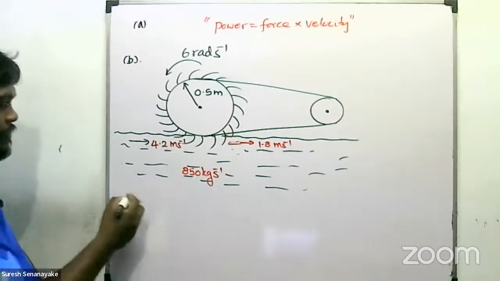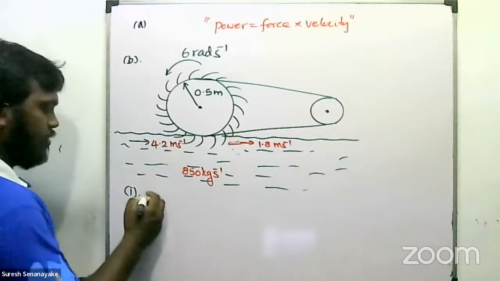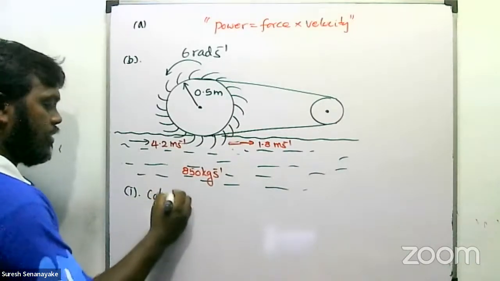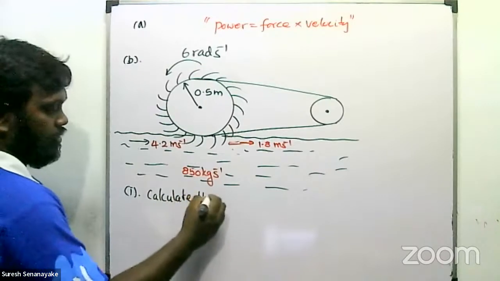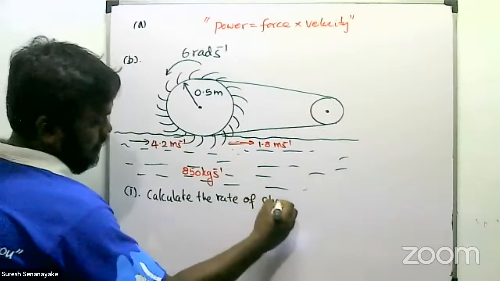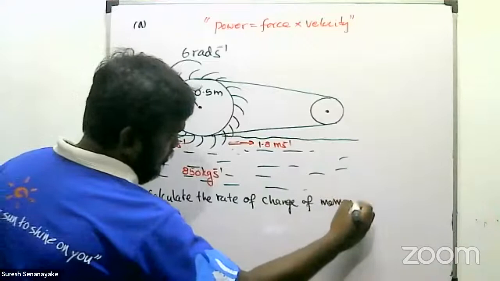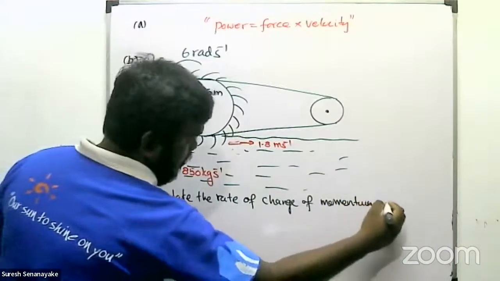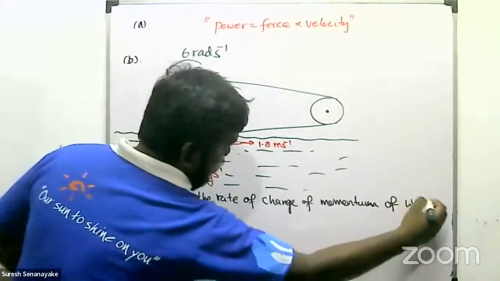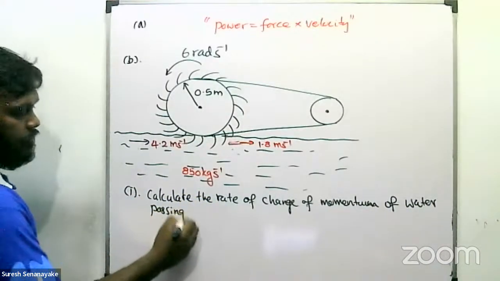Then write the first, Roman numeral 1. Calculate the rate of change of momentum of water passing through the wheel.